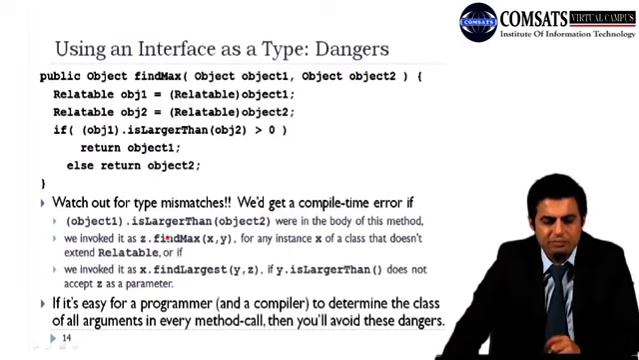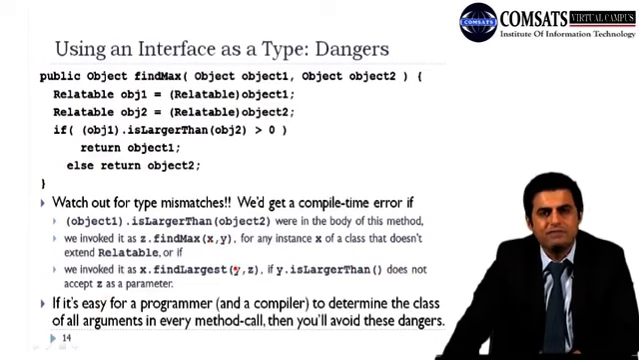Okay, I'll show you that example of exception handler in the next slide. Okay, and we invoked it as x.findLargest; if y.isLarger than does not accept z as a parameter. So if there is any kind of data type mismatch in the arguments or in the parameters, then of course you are going to have a compile time error. If it is easy for a programmer and a compiler to determine the class of all arguments in every method call, then you can avoid these dangers.